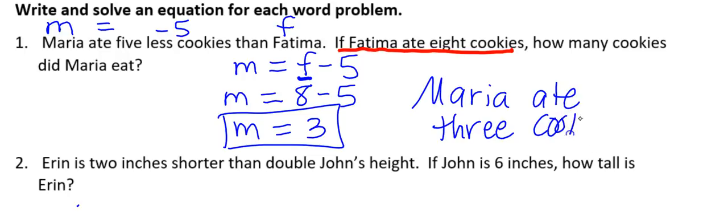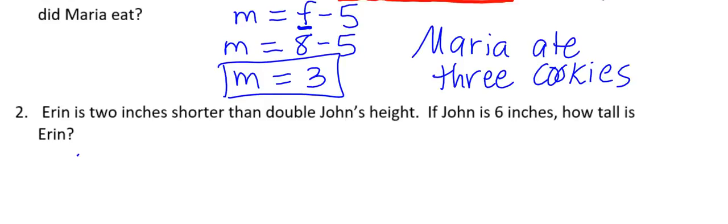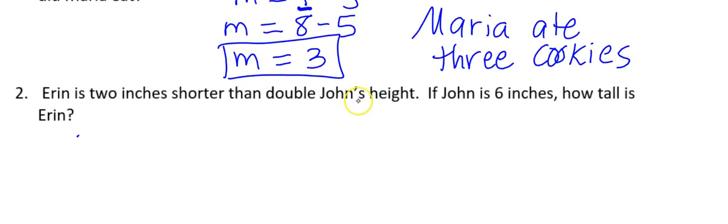All right, the next one. Aaron is 2 inches shorter than double John's height. If John is 6 inches, this is obviously a very short person. I think I meant to put 60, but we'll stick with 6. We'll say that these are not people, but I don't know, bugs or something. Okay, so Aaron is 2 inches shorter than double John's height.